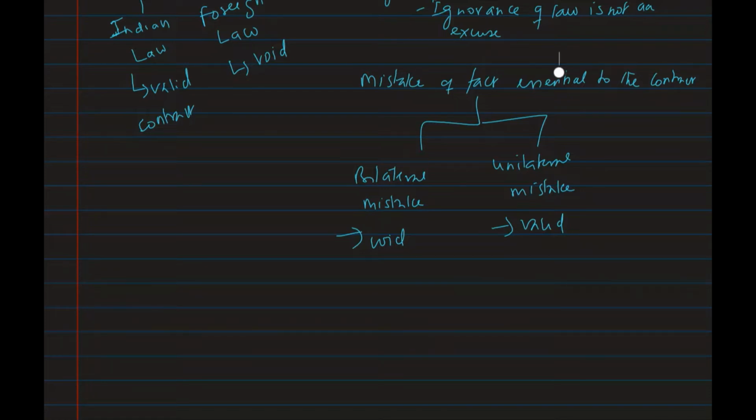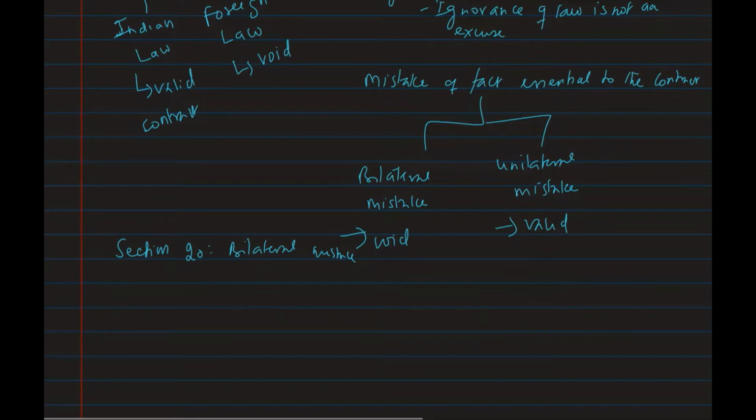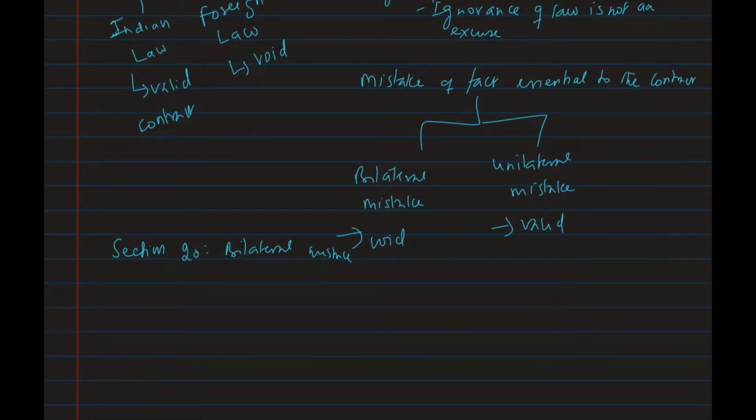Now kindly make a note of Section 20. Section 20 talks about bilateral mistake. I'll read out what Section 20 says. Where both parties to an agreement are under a mistake as to a matter of fact essential to the agreement, the agreement is void. You can't even call it a contract. The agreement is void.